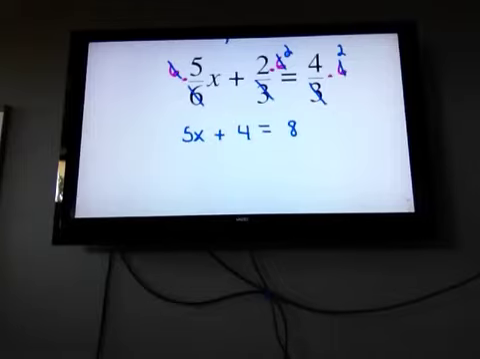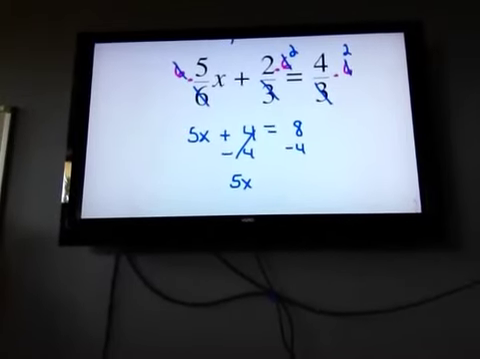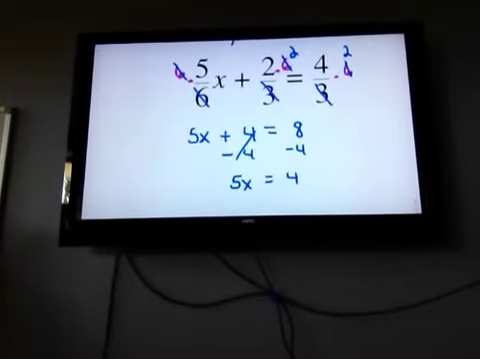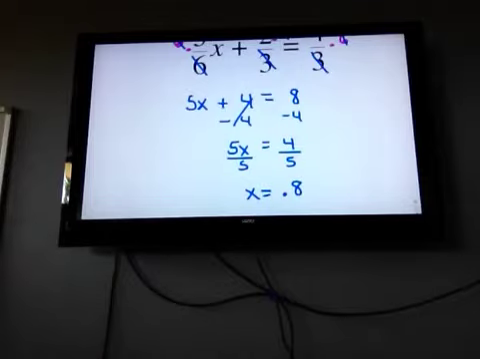And then I solve as usual. So I'm going to get my x alone, I'm going to minus 4. So 5x, those cancel. 8 minus 4 is 4. Divide by 5, and that will give you a nice decimal, or you can leave it 4/5 too. But it will give you 0.8. And that works for me. But you can leave it 4/5 if you like a fraction.